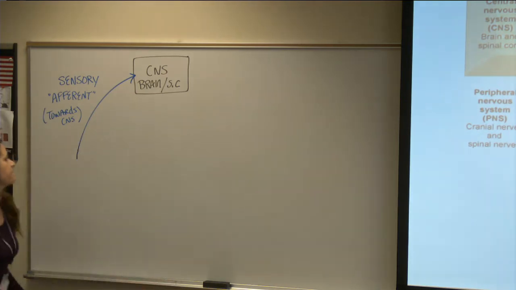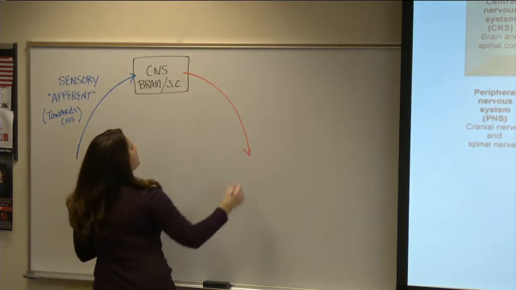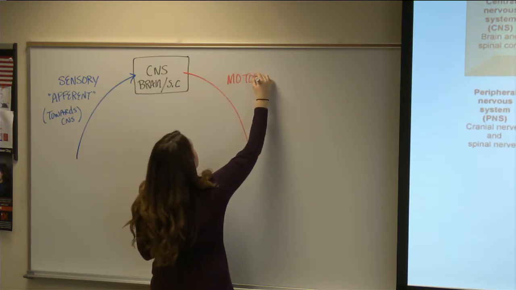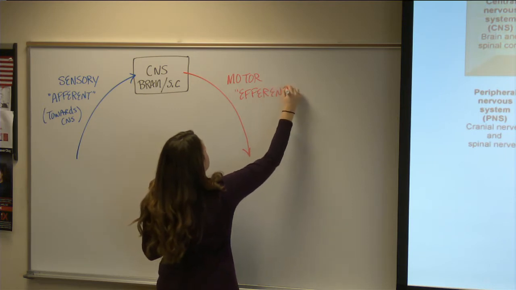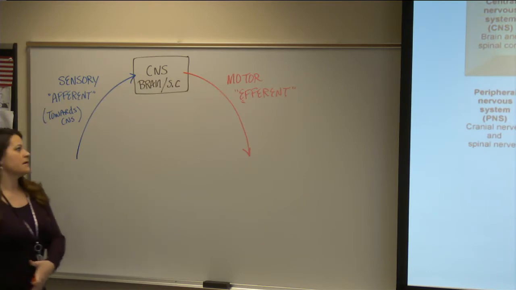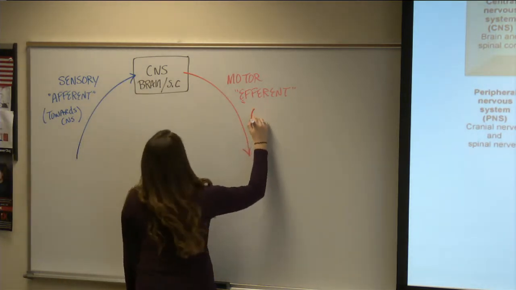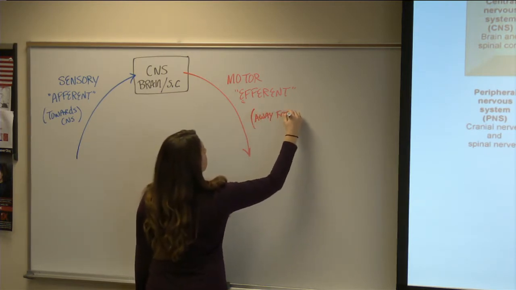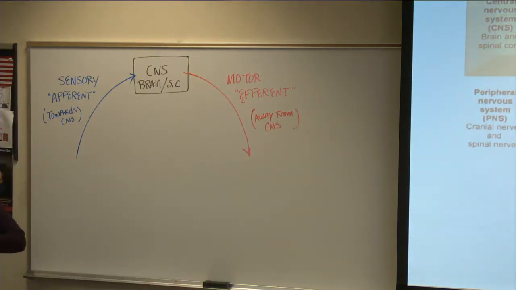On the flip side, moving away from the CNS, and I'll use red to kind of show the red in the book. This is motor. This is efferent with an E, so carrying information is going to move away from the central nervous system. Okay, so this one we're moving away from the central nervous system.